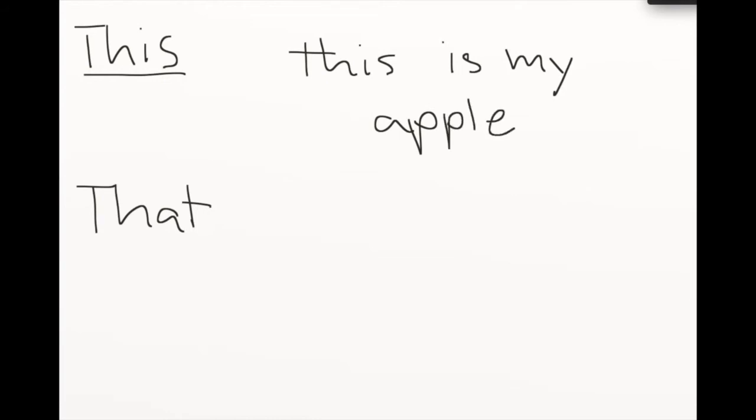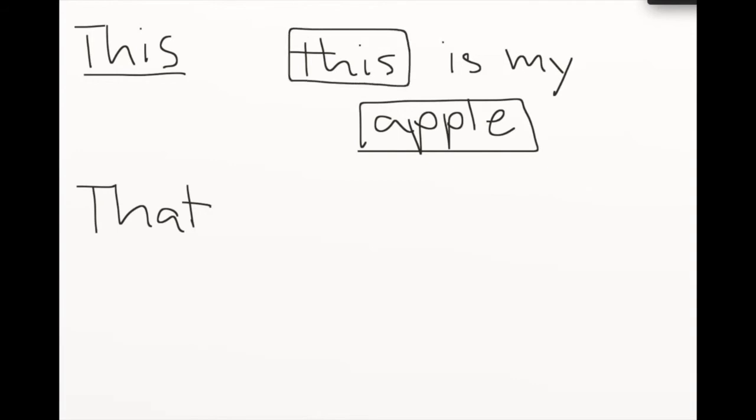If I am talking about the apple on the table and that apple is close to me, I would say this is an apple, or this is my apple. Okay, we already know an apple is a noun thing, and you're using this to talk about it. This is my apple. So in this sentence, this is a pronoun.